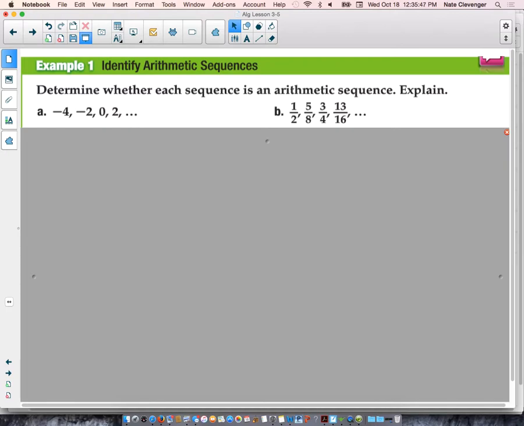How about on the left, on A? Yes. Why? Because you're adding.